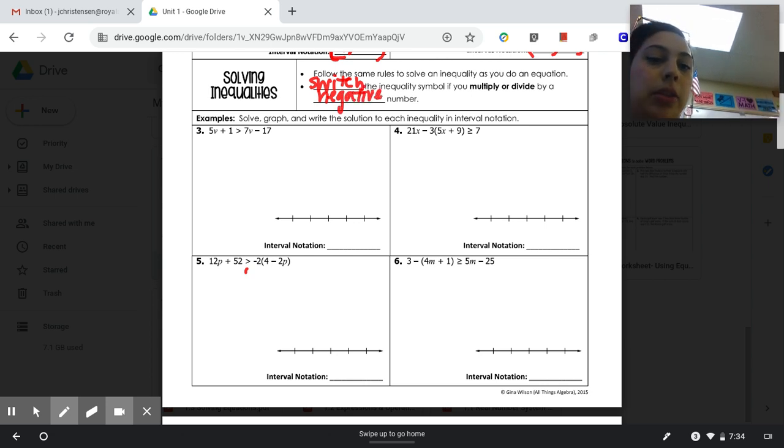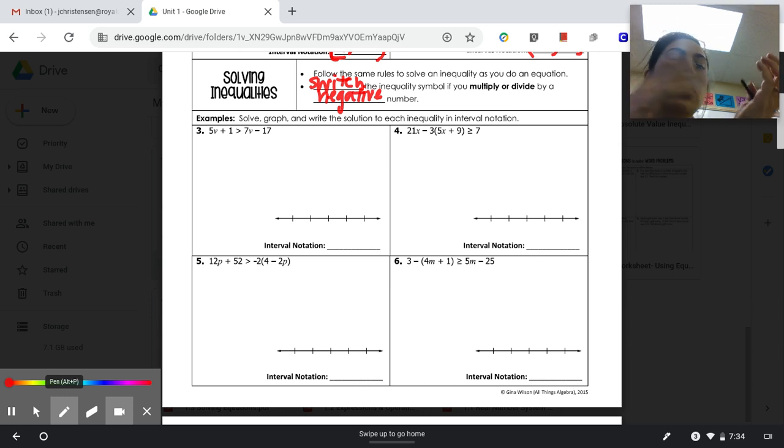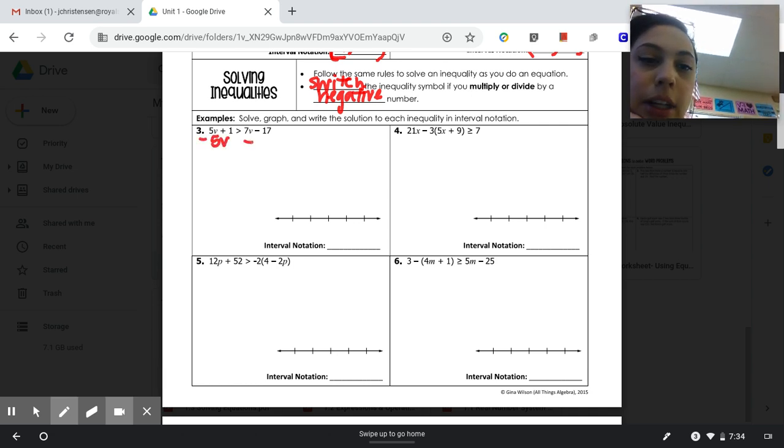Okay, so we can look at doing that here in one of these problems. Let's look at problem number 3 first. We have 5v plus 1 is greater than 7v minus 17, okay? So let's go about this the way that you would just go about solving a regular equation. First we want to get the variables on one side. We have 5v on one side and 7v on the other. So let's just subtract, to keep it positive here, 5v from both sides.